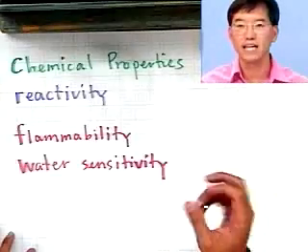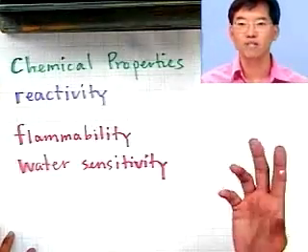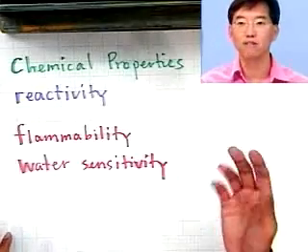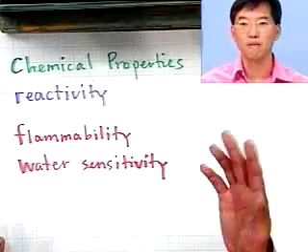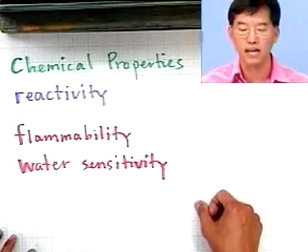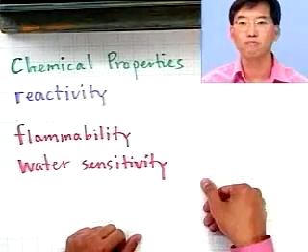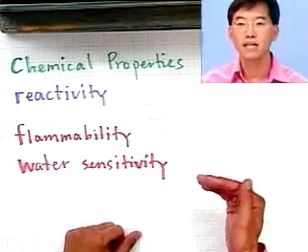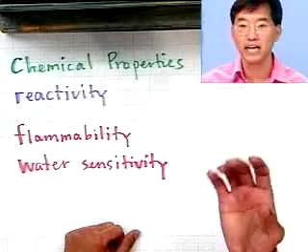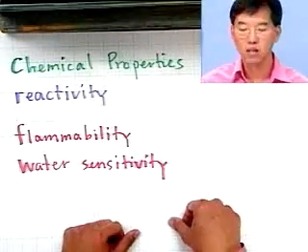In other words, chemical properties are about reactivity. How does your stuff react with something else? And in order to determine how it reacts with something else, you have to do a chemical change. And I'll talk about that more later on. But two examples of chemical properties are flammability. Heat something up, is it going to catch on fire? At what temperature does it catch on fire? Or water sensitivity. If you put it in water, does something happen to the stuff that signifies that it has reacted with the water?